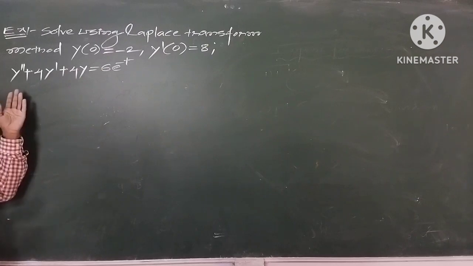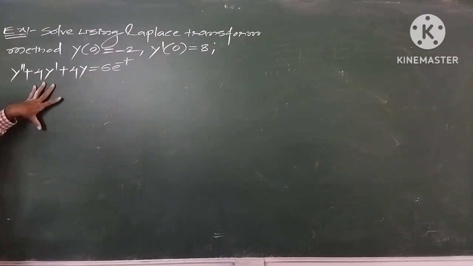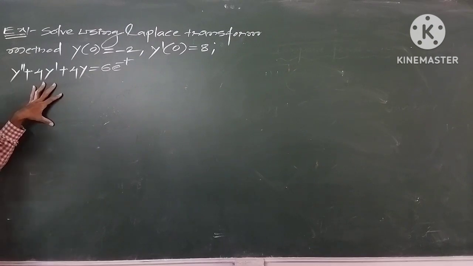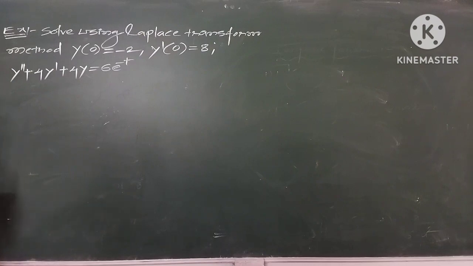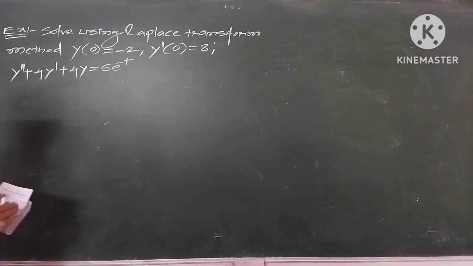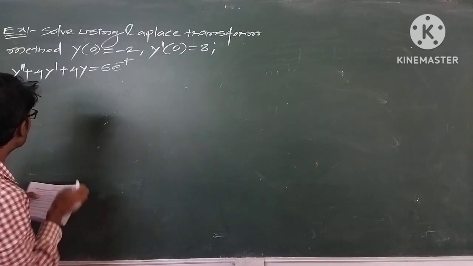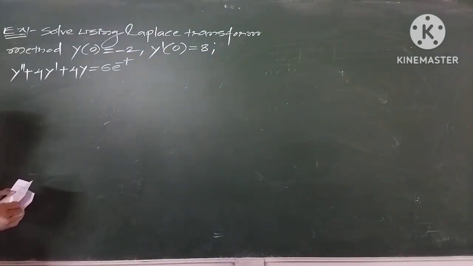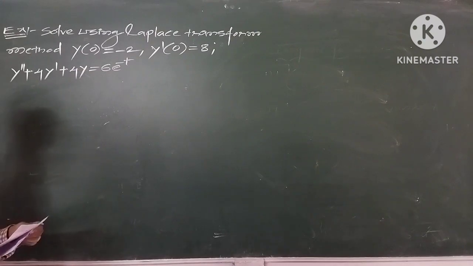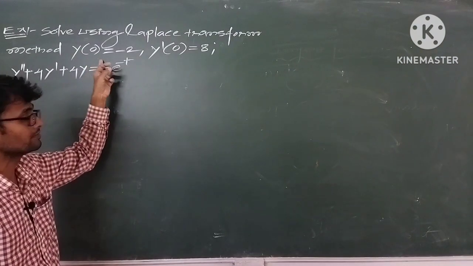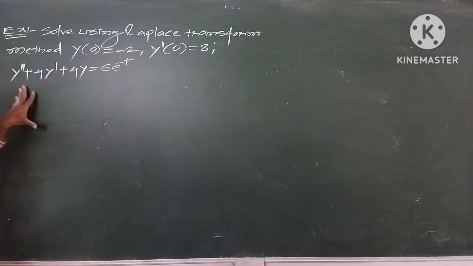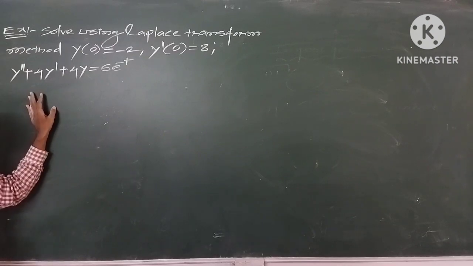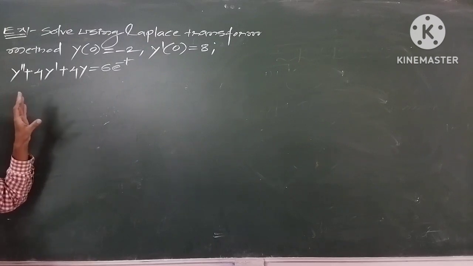So we have a second order non-homogeneous differential equation. Repeat the problem once again. Solve using Laplace transform method. y of 0 equal to minus 2, y dash of 0 equal to 8, y double dash plus 4y dash plus 4y equal to 6 into e raised to minus t. These are initial conditions, and this is a non-homogeneous differential equation. We are solving it using the Laplace transform.